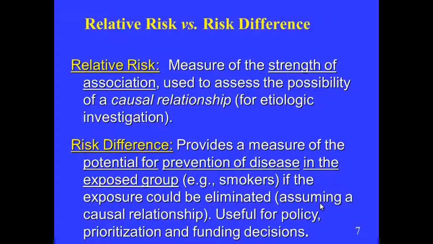Now the risk difference really is more important for public health policy purposes very often, because it gives a measure of the potential for prevention of disease in the exposed group. So at this stage we're only talking about prevention of disease in the exposed group by eliminating, if you like, the background level of the disease from the exposed group, which leaves you with the amount of the disease which can be attributed to the exposure which we're interested in.